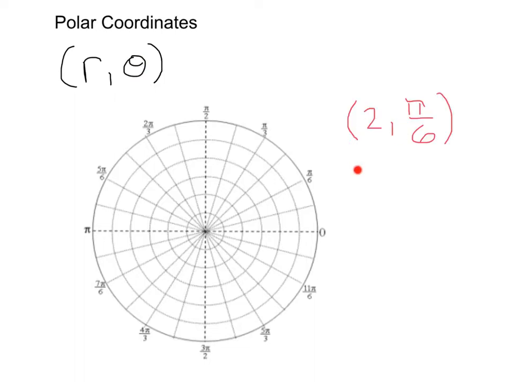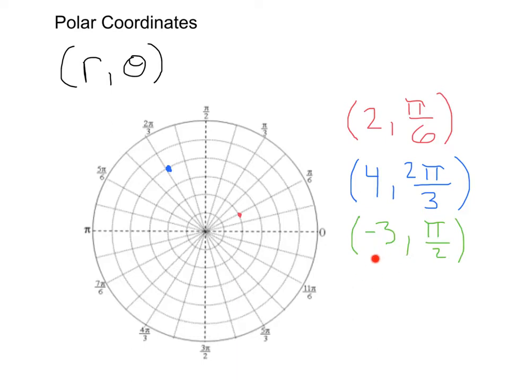Let's try to graph some points on the grid. Here we have the point (2, pi over 6). I always start by finding my angle. Here's my pi over 6 line, and I know my radius is going to be 2, so I move 2 tick marks away. That's going to be 1, 2, and we're going to get a point right here with a radius of 2 on the line pi over 6. Let's try (4, 2 pi over 3). First, finding 2 pi over 3, that's going to be all the way over here on this line, and my radius is 4. 1, 2, 3, 4, so my point's going to be right there. And there we are.